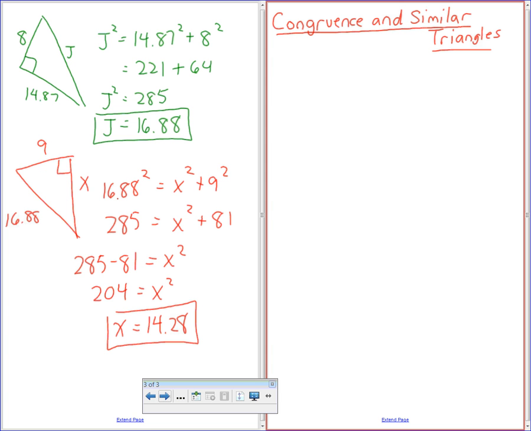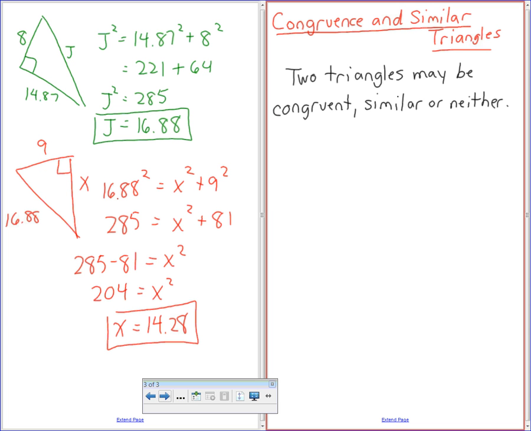Okay, we're going to say two triangles may be congruent, similar, or neither. Okay, congruent is a word that you'll probably never hear outside of math class. I've never heard that word before. Yes? Do you know what it means? The same, okay? It means that these two things are going to be the same.